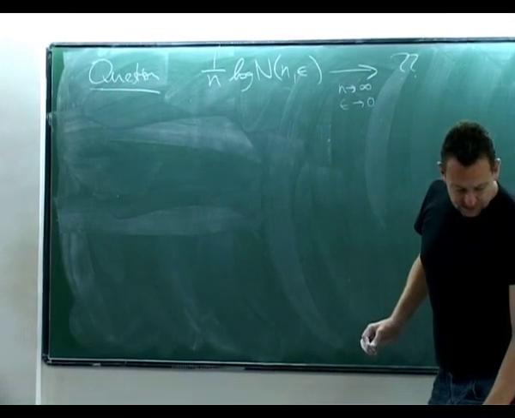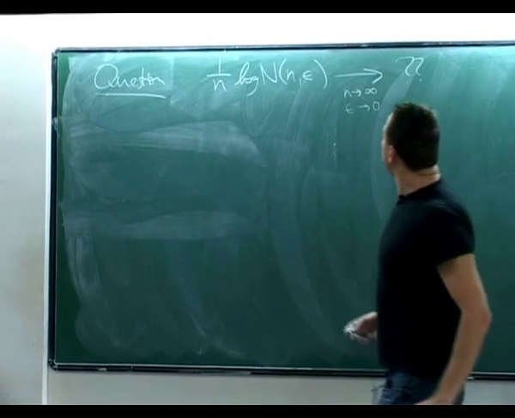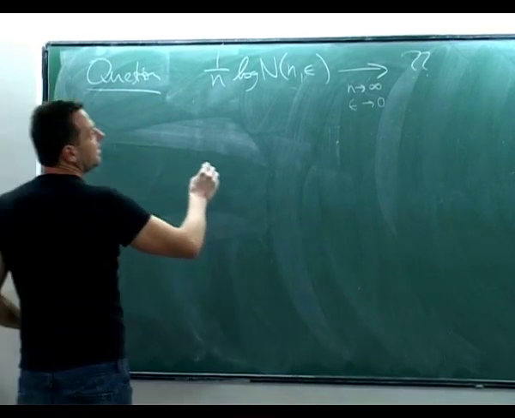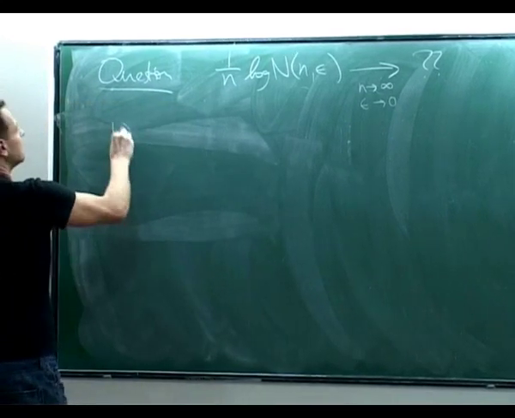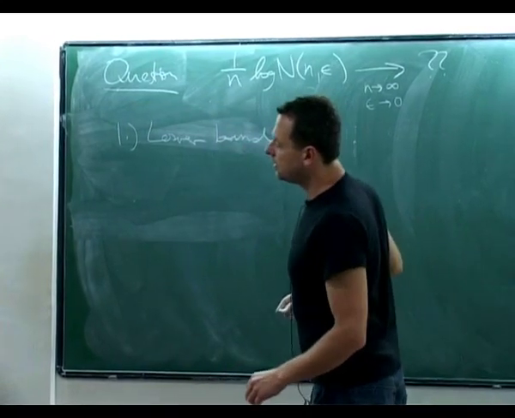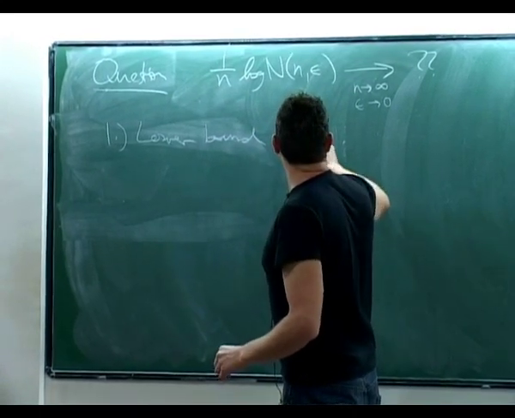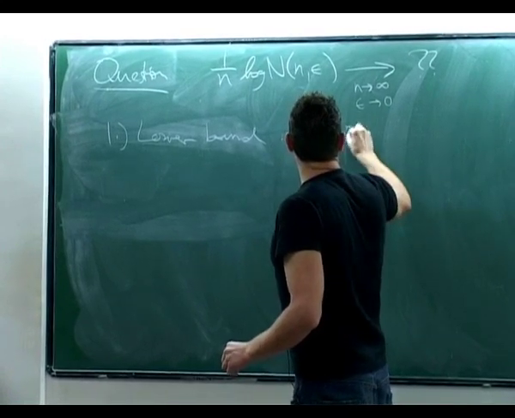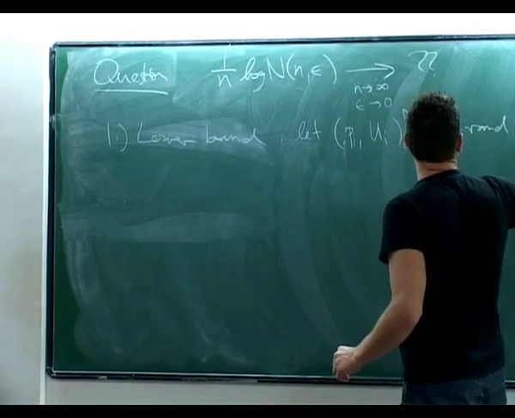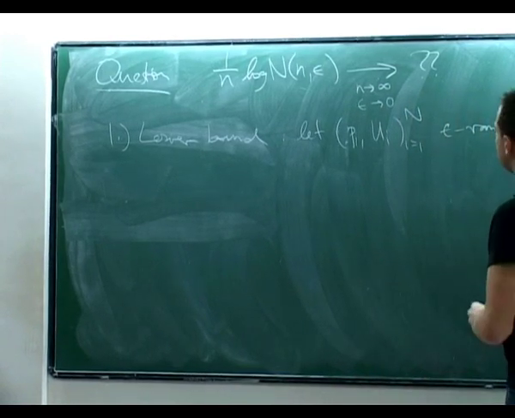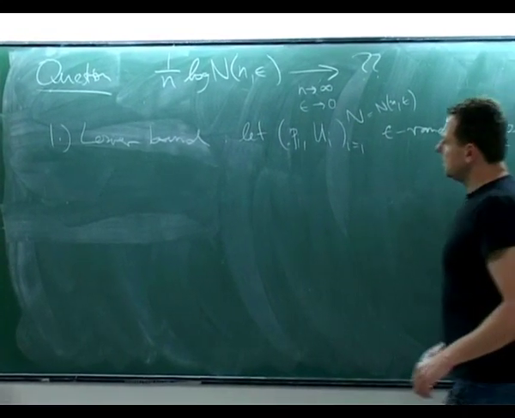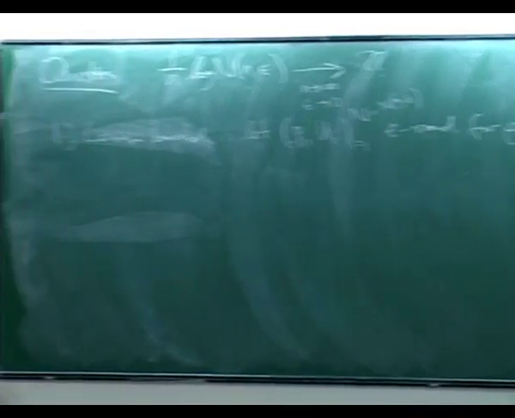This particular question has a beautiful answer, and I want to show you at least a little bit of it. Let's start with the lower bound. For that, I let the pi u i be epsilon randomized before rho tensor n. And actually, that's an optimal one.